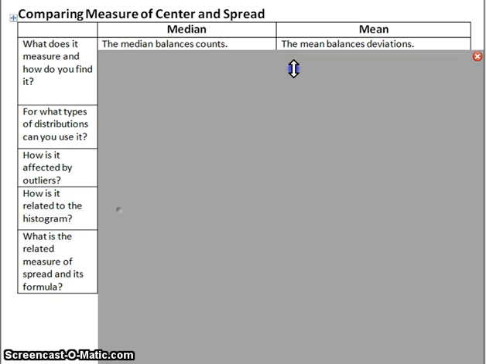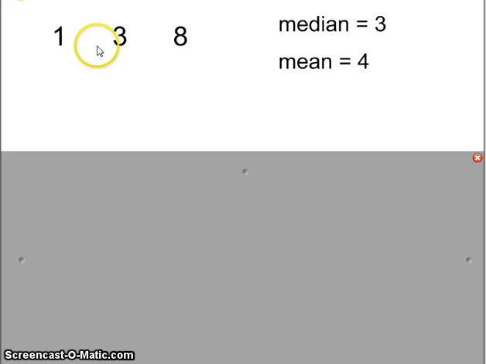The median balances counts and the mean balances deviations. Now what exactly does that mean? I'm going to give you an example. Let's say we have a very small data set, the numbers 1, 3, and 8. The median, or the middle number, is 3.